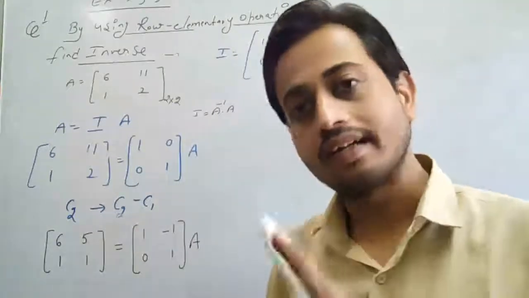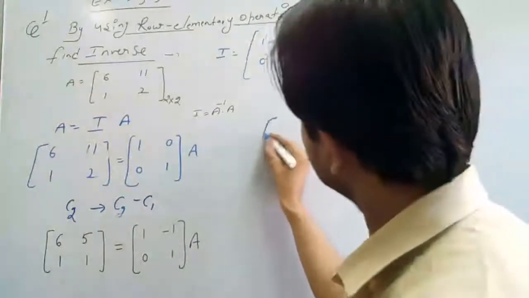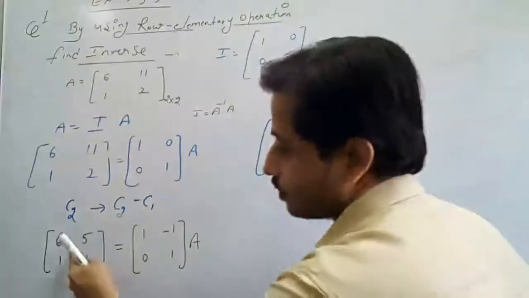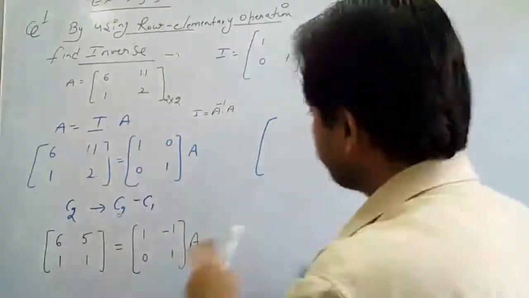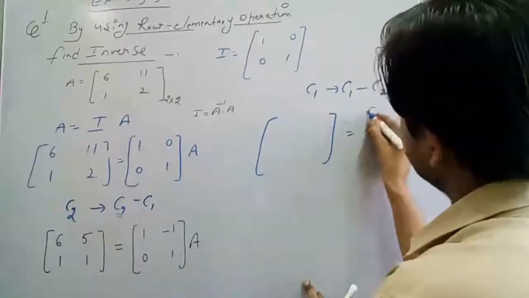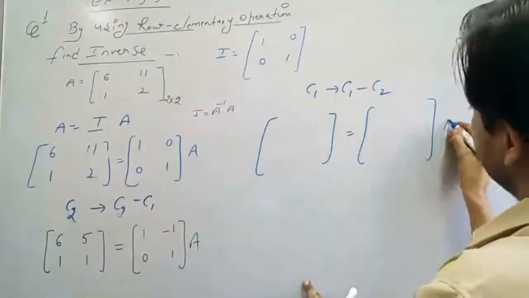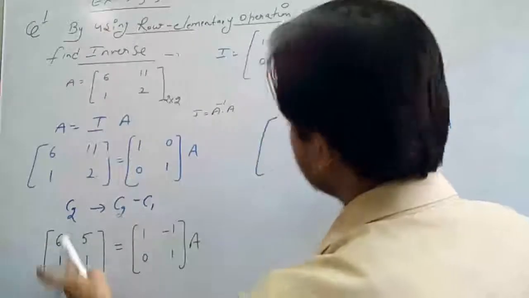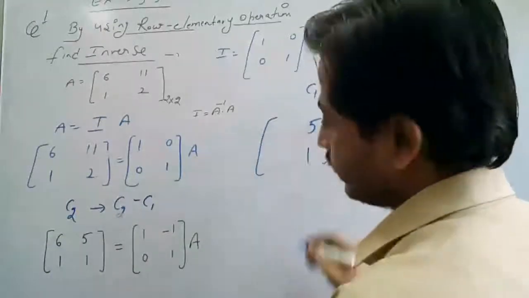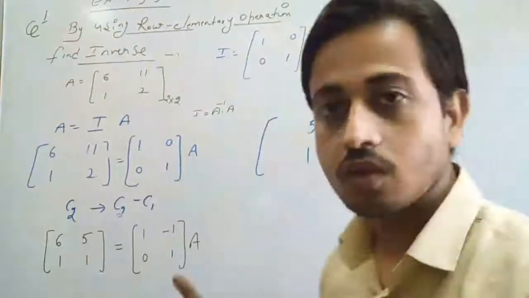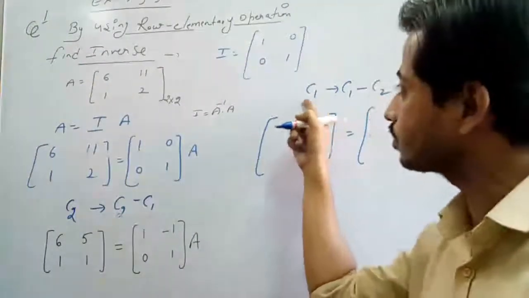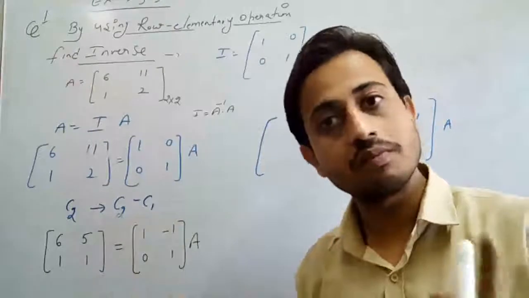Now you can do it directly, because we are going to change C1. So we have to write C2 as it is. Firstly I am writing C2 as it is. What is C2 here? 5 and 1. And what is C2 here? Minus 1 and 1. We have to change only C1 because we are applying the operation on C1. The other elements will be the same.